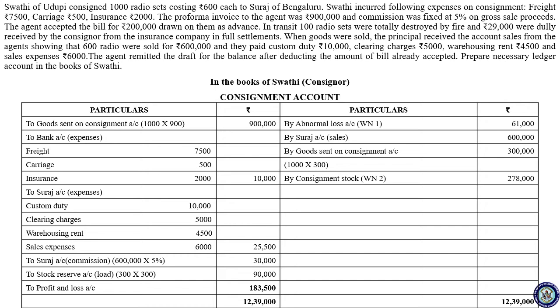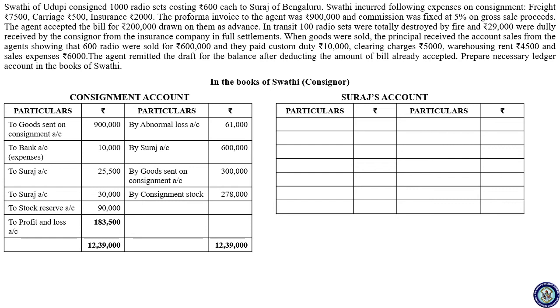So the next ledger account is Suraj's account, that is the consignee's account. So now you have to do this. I give 3 minutes to do Suraj's account. So do it fast.